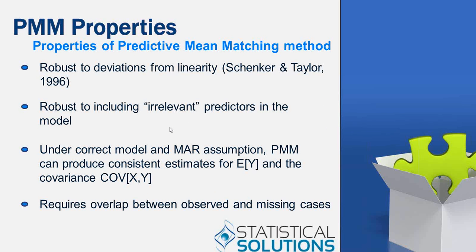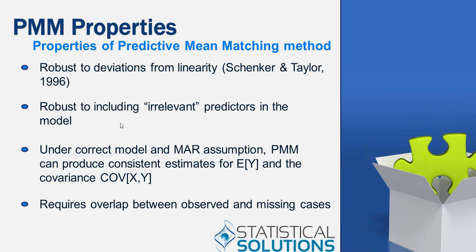Now let's talk about the properties of predictive mean matching. As I said, we fit a linear regression model to the observed data. We also know that this model is quite robust to deviations from linearity, and there's a nice paper published by Schenker and Taylor in '96 on this topic. Predictive mean matching especially is quite robust to these deviations from linearity. So you don't always have to have a perfectly linear relationship. This method is quite robust to that.